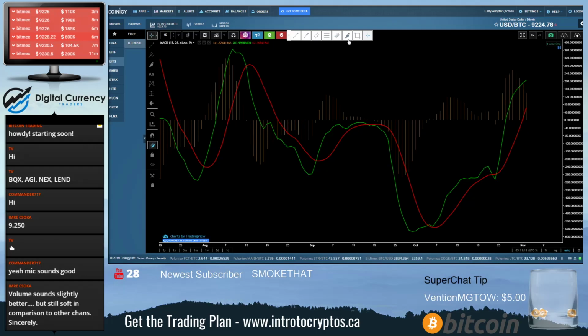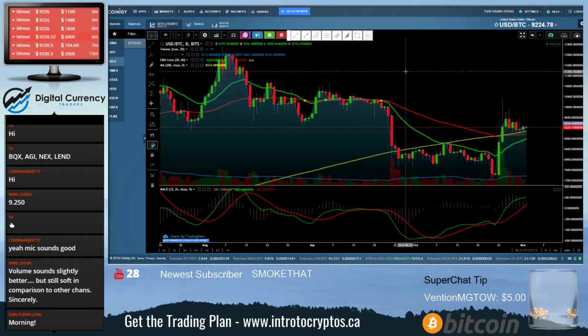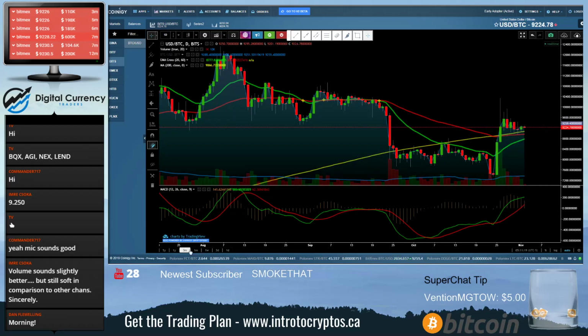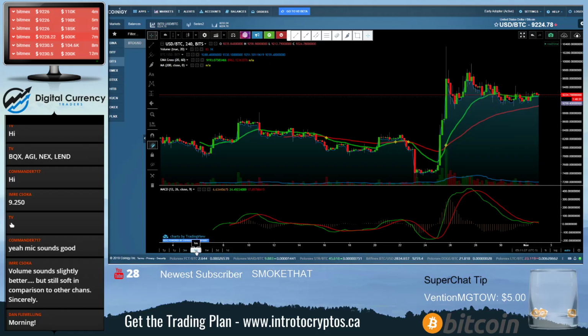So to have these histograms pulling back this way isn't ideal for the bulls. Let's zoom in closer time frames. The 12-hour has crossed to the negative, and this was concerning yesterday as well as this crossed over.